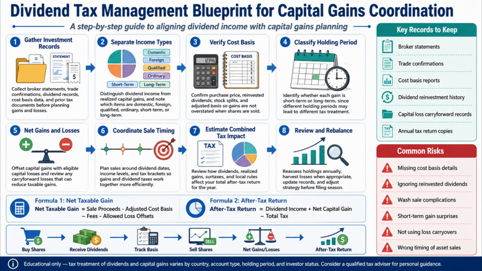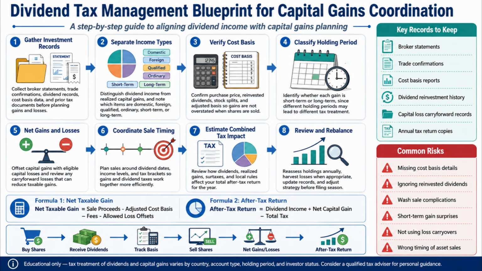Now, net gains and losses carefully. Capital losses may help offset eligible capital gains, and in some cases, unused losses may be carried forward to future years. This can reduce taxable gains and improve the final after-tax result, but only if the records are accurate and the rules are followed.